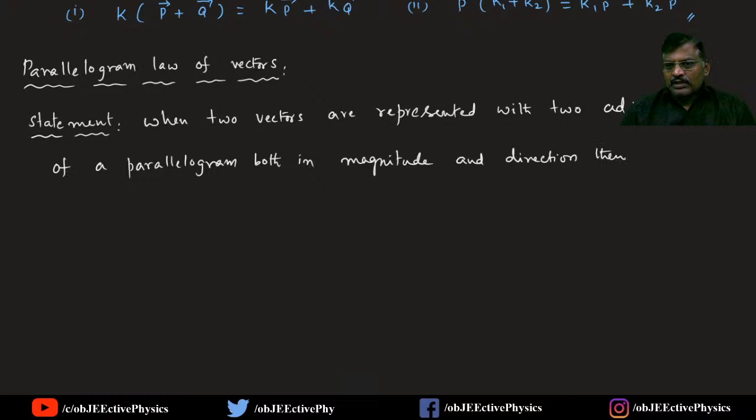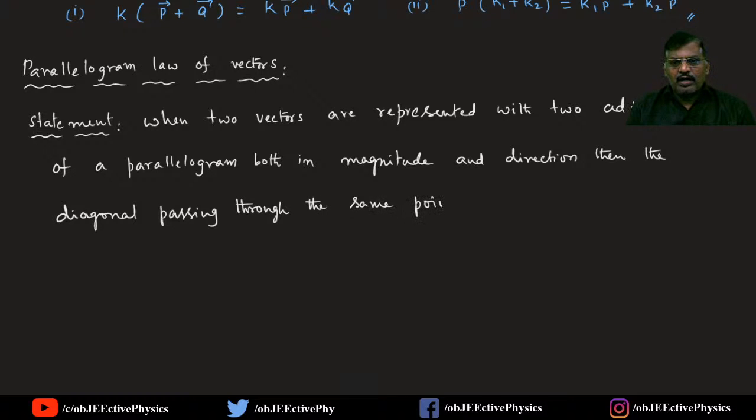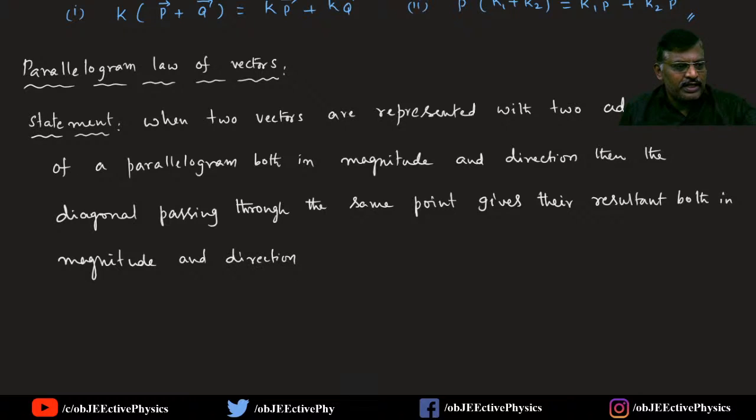Then the diagonal of the parallelogram passing through the same point gives their resultant, both in magnitude and direction.